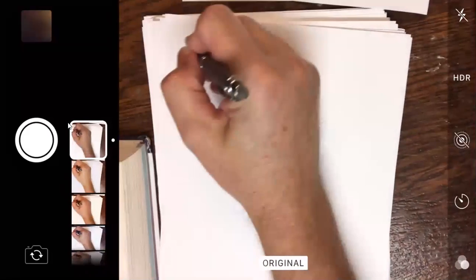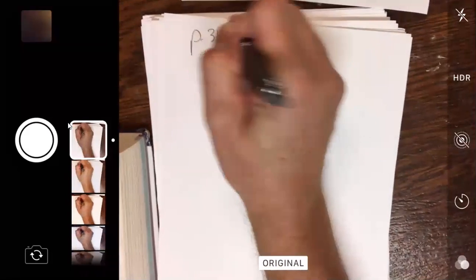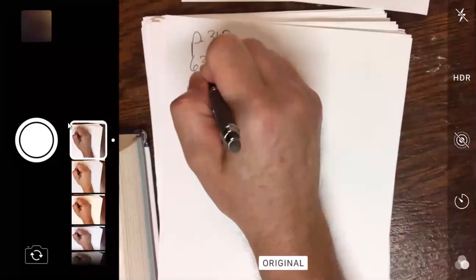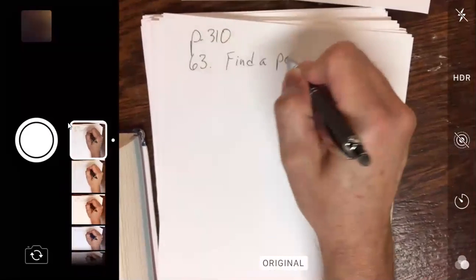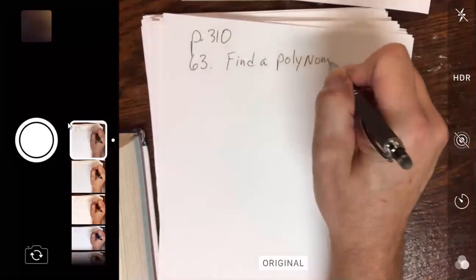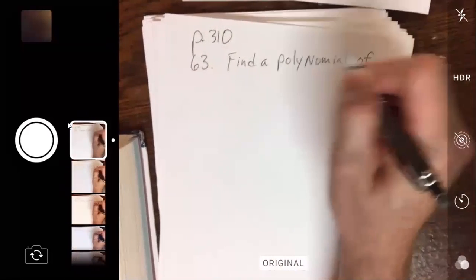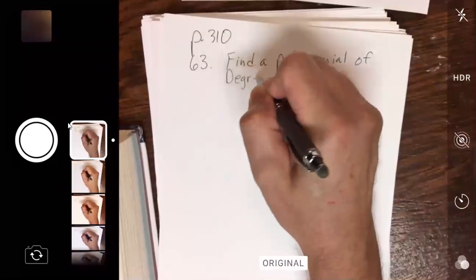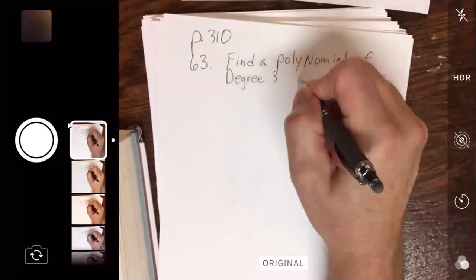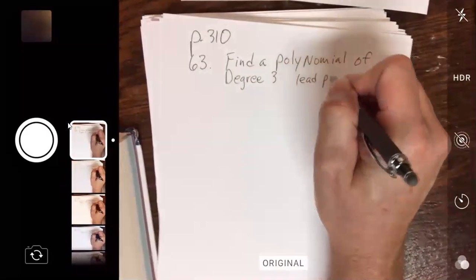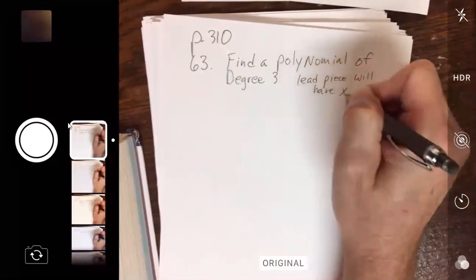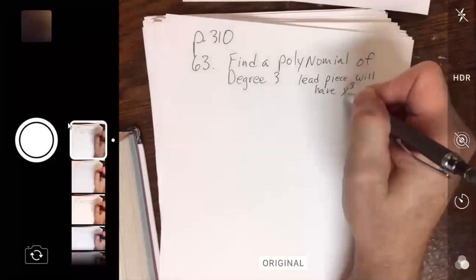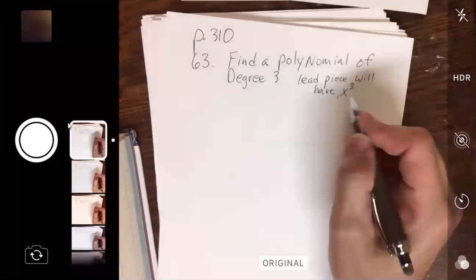section because they really don't cover this until 3-4. But we'll explain it here. This is problem 63. Find a polynomial of degree 3. That means its lead piece will have an x to the third. It doesn't matter what the coefficient is. Degree refers to this power.